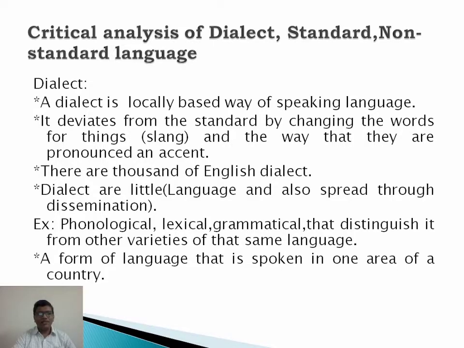There are thousands of English dialects. Dialects are little languages and also spread through dissemination. So language dialects are a little. For example, phonological, lexical, grammatical features distinguish it from other varieties of that same language. It is a form of language that is spoken in one area of a country. So dialect is a form of language different from the original base of language in its nature.